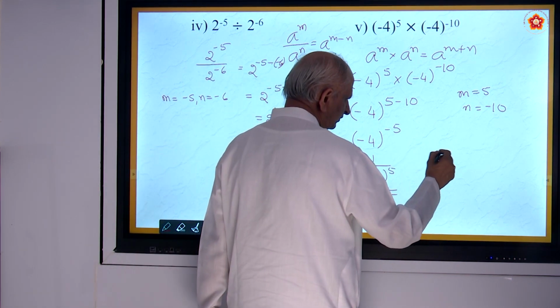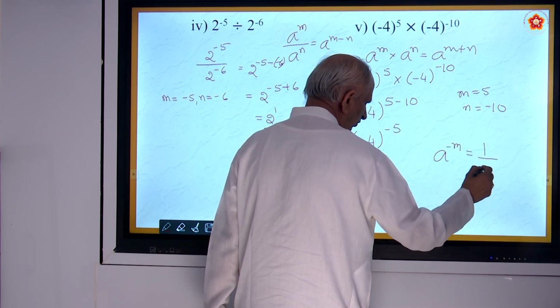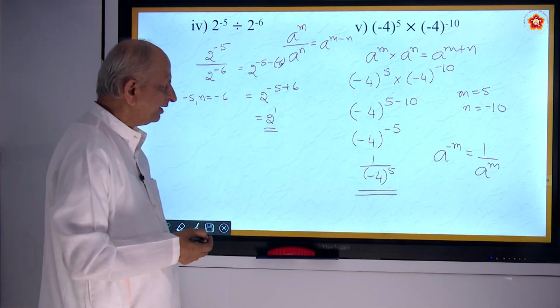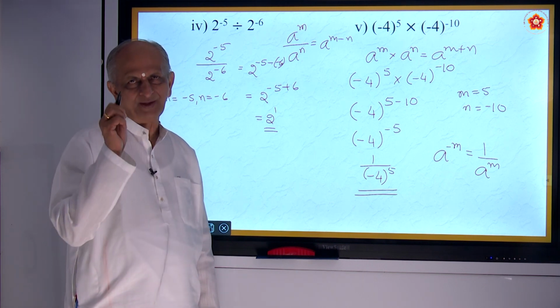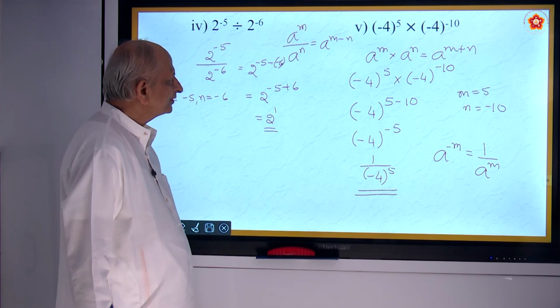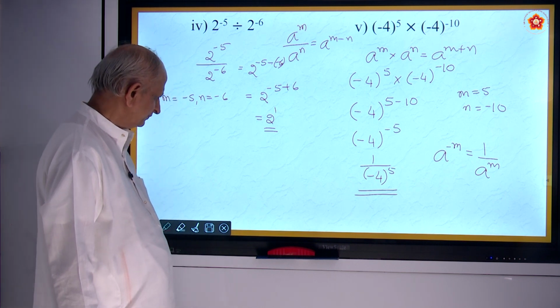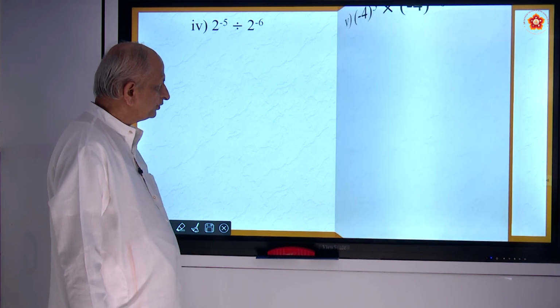So how did you get it? This is another formula: a to the power of minus m is equal to 1 by a to the power of m. That is the formula. Got it? Very nice. So these are the answers for the home assignment. Noted all? Now we will see today's topic.